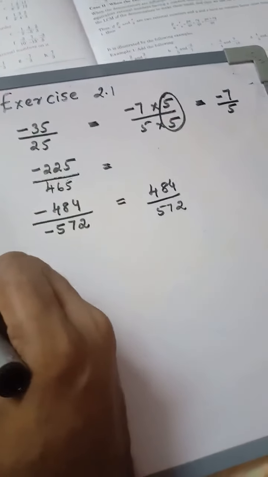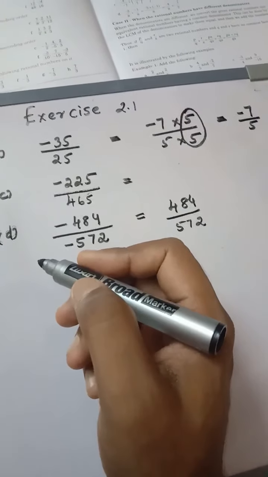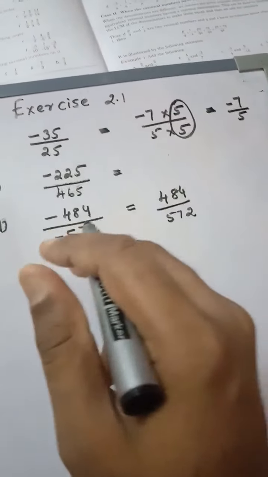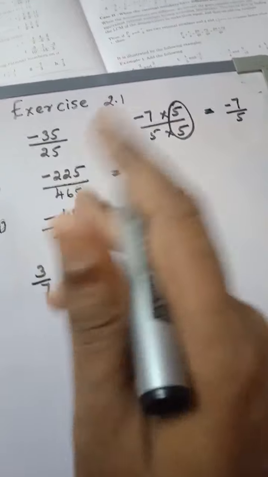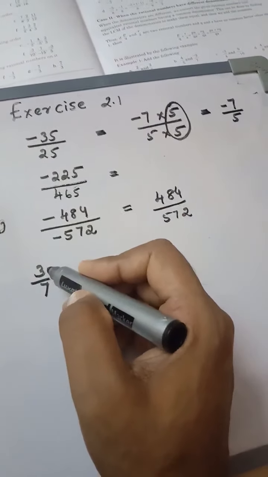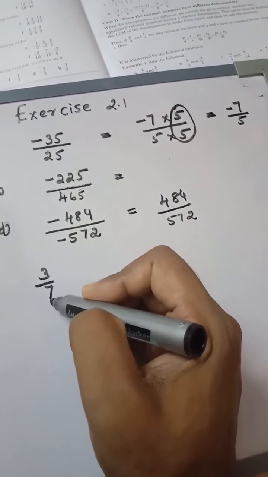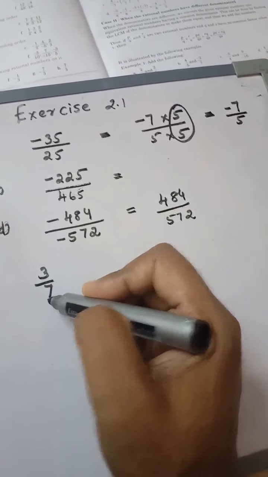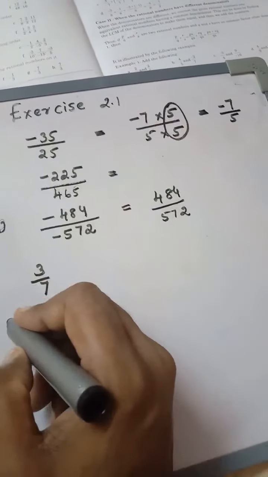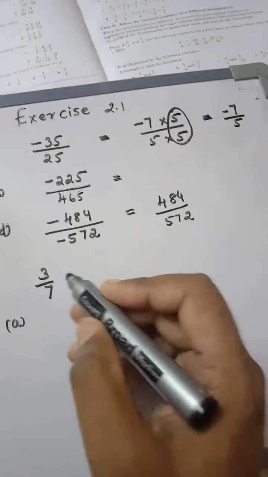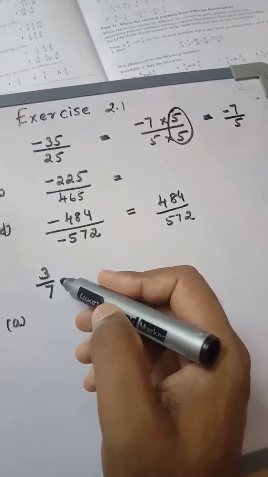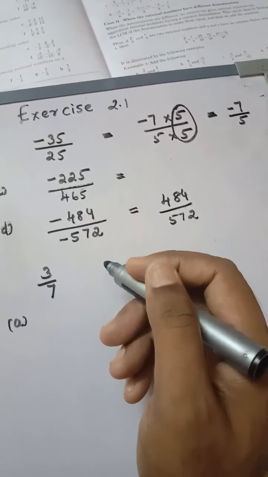Now question number 2, we have: express 3 upon 7 as a rational number with different numerators and denominators. Express the rational number 3 upon 7 as a rational number with a different numerator and denominator. For example, first question A part, we can see that the given rational number should be expressed as a rational number with numerator 12.